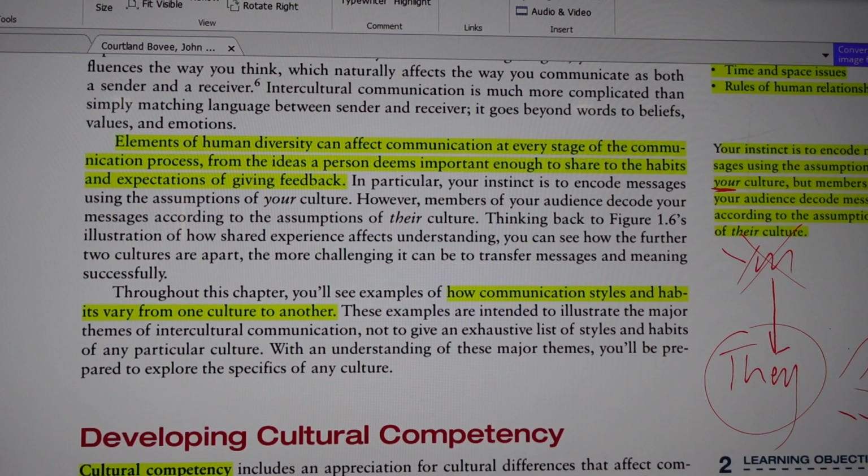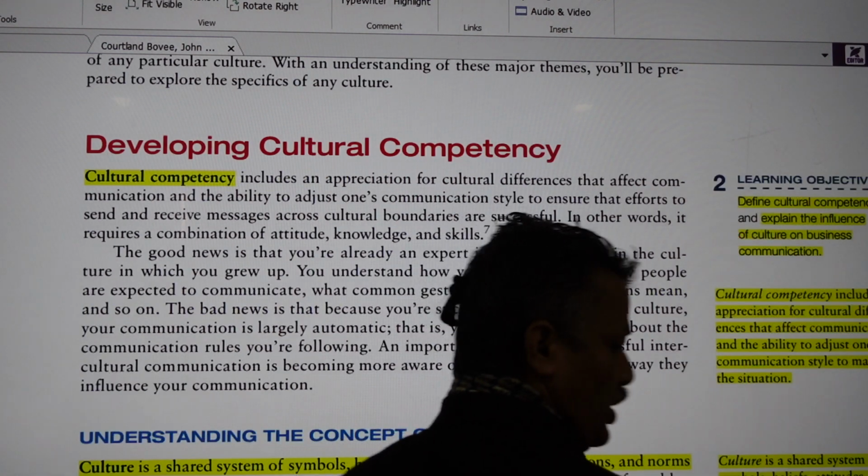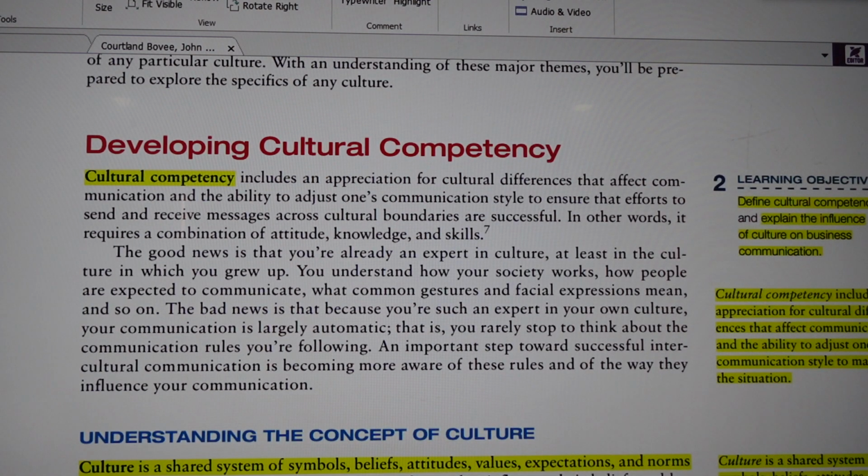Okay. Now we move to LO2. Now show me the notes you made. Show me the notes. Where is the note of LO1?